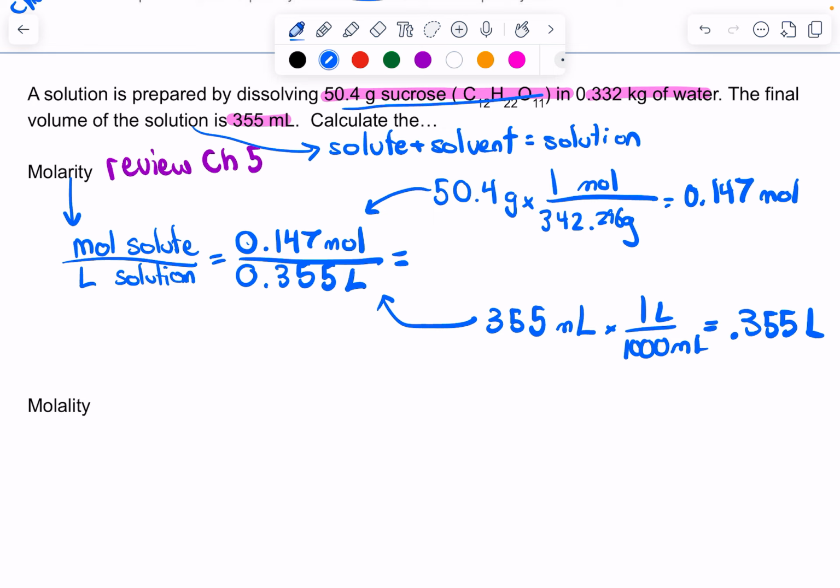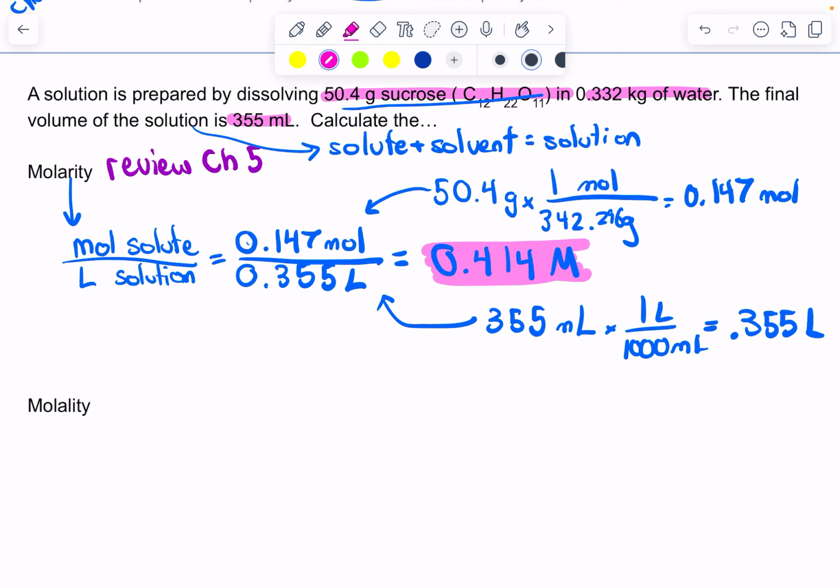by bottom, 0.147 divided by 0.355 for a molarity of 0.414. Don't worry too much about the sig figs. It should be 3, but I'm not going to be grading you on that. Okay, so there's my molarity.